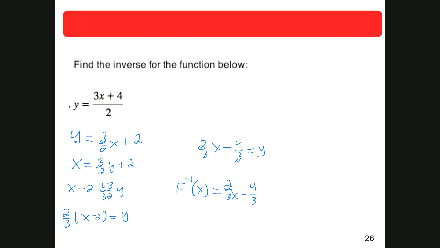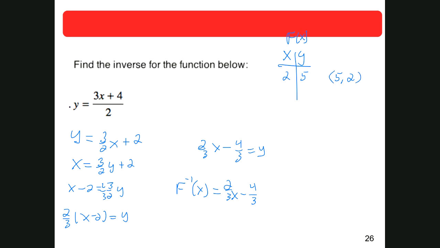Now, to check myself, I just will take a value. So let's plug a value into f of x. So let's just put 2 in here. So if I put 2 in here, 3 times 2 is 6. 6 plus 4 is 10. 10 divided by 2 is 5. So that is a point on the original function. So that means if I did this correctly, if I plug in 5, I should get 2 out.